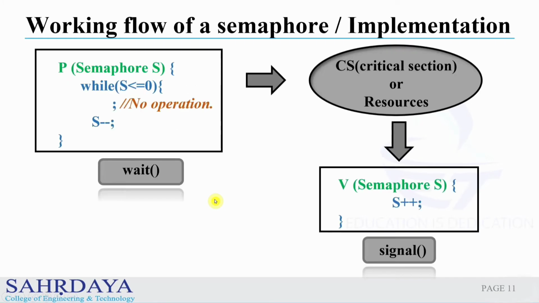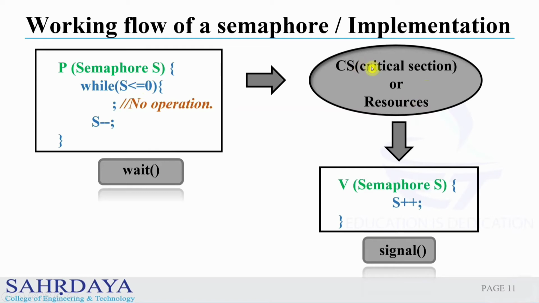Okay. Now let us look at the working flow of a semaphore, or how it is implemented. As I said, whenever a process is trying to access a semaphore value via the wait operation, it checks whether the value of S is less than or equal to 0. If that condition is satisfied, the process gets stuck within the while loop, which means it stays in the waiting queue. Once the condition is not satisfied, or if S is greater than 0, it breaks out of the while loop and enters the critical section area or uses the resources.